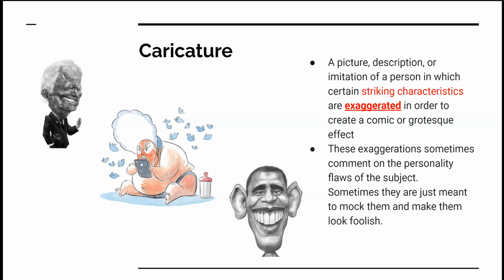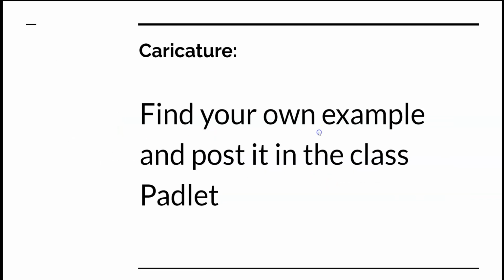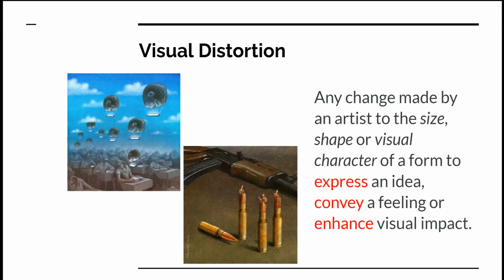We can see that with our middle one there when it comes to Trump, kind of like insinuating that he is thin-skinned or a baby, whereas if we look at the Joe Biden and Barack Obama caricatures, it's really just kind of more about making them look grotesque or foolish. Go ahead and find your own example, post it up on the Padlet, and that brings us to visual distortion.